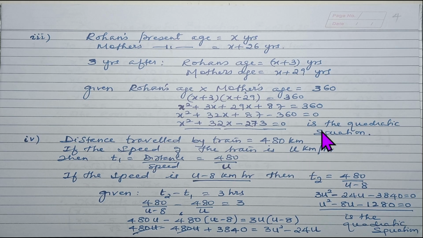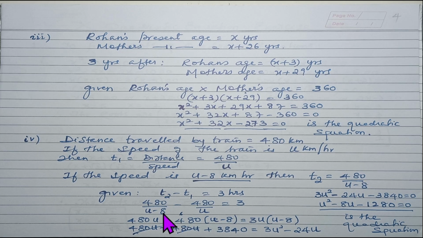But now the speed is changed, that means the speed has become less by 8 kilometers per hour. The new speed is u minus 8 kilometers per hour, and therefore the time taken will be 480 divided by u minus 8. So now we have time t2 and time t1, and we have been given that when the speed is decreased by 8 kilometers, it takes 3 hours more. That means t2 minus t1 is equal to 3, or 480 by u minus 8 minus 480 by u is equal to 3. Please simplify this, and the simplification is very easy.